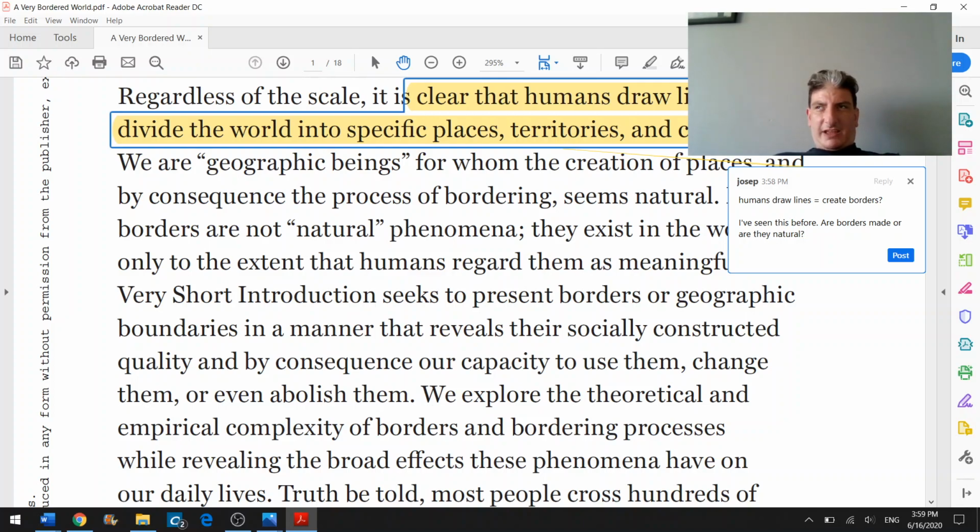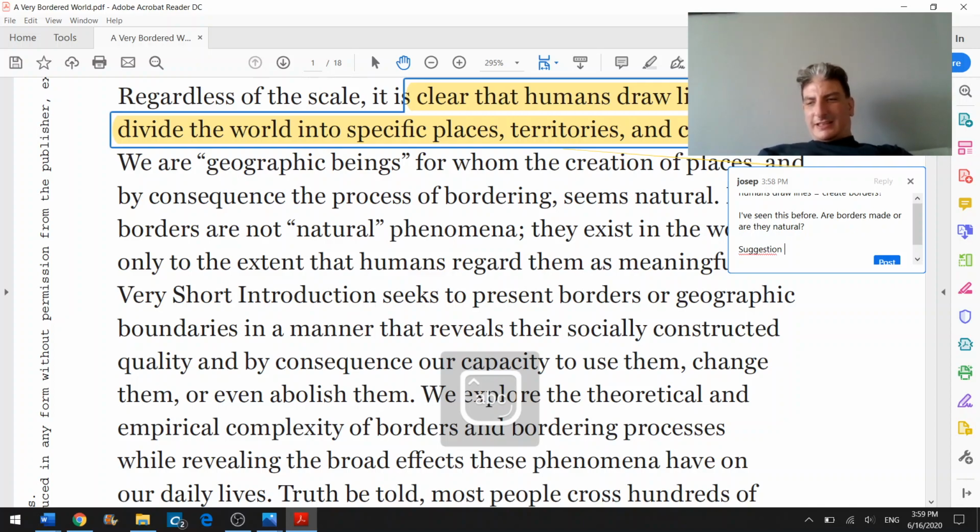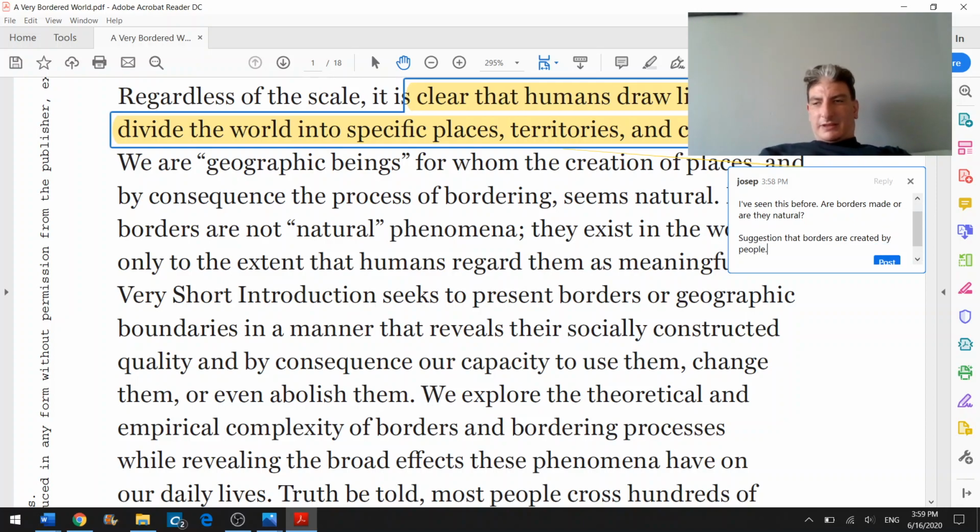In another article, they talk about how borders are man-made, not actually existing in the physical world. For example, we can have a mountain that is a natural physical barrier, but when we're talking about walls, walls don't exist unless someone builds them up. So they're suggesting that borders are created by people. And that's important, right? Because what ends up happening is it divides the world.